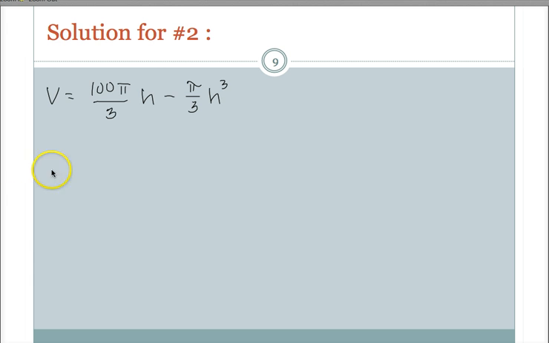So I do need to take the derivative now. That's not so bad. That's just going to be 100 pi over 3 minus pi h squared. And I need to set that equal to 0 and solve it. Because remember, I need my critical numbers no matter which way I decide in the end to do this. So let's see, maybe I can kick the pi h squared over to the right.